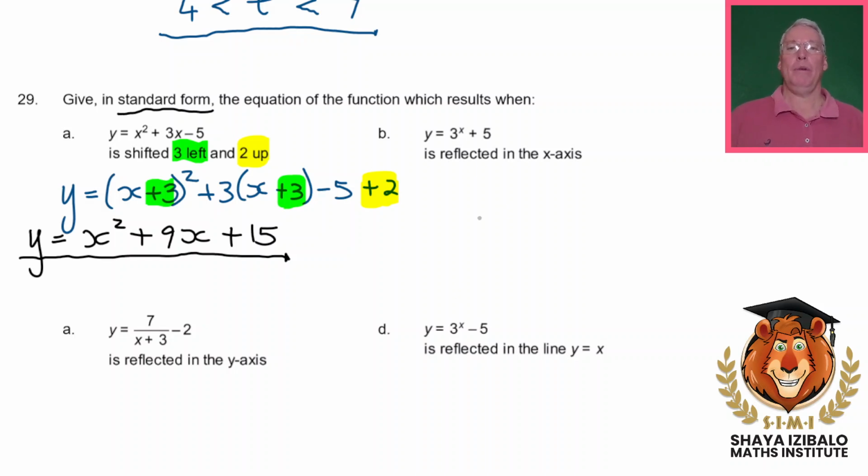Right, how do we reflect a graph in the x-axis? Well, we put a negative in front of every y. So in other words, think of it like this.